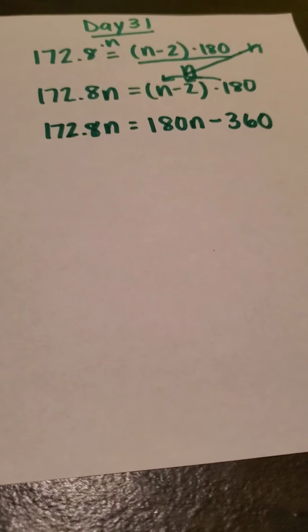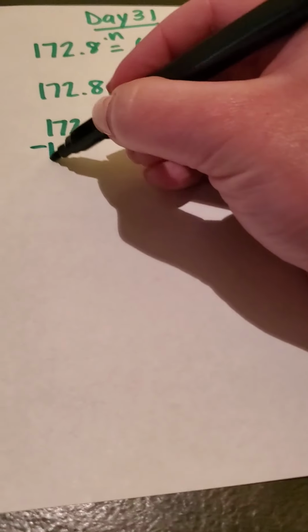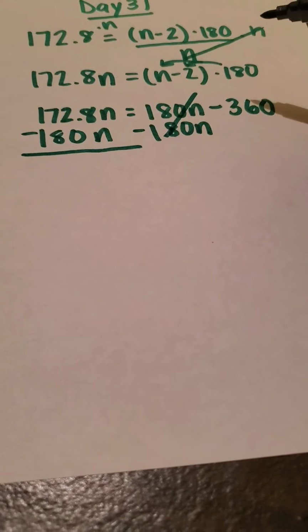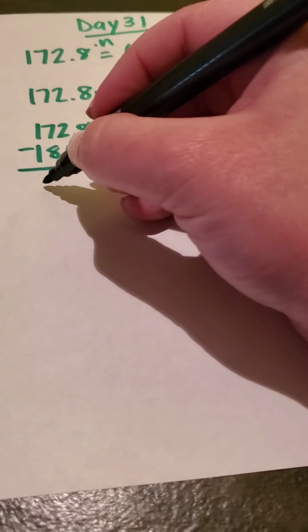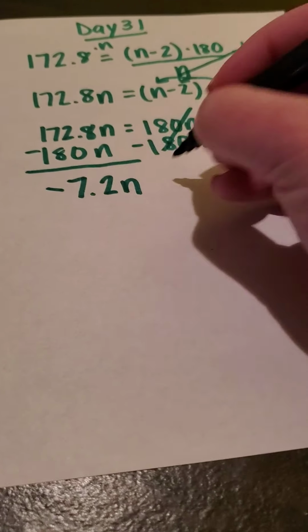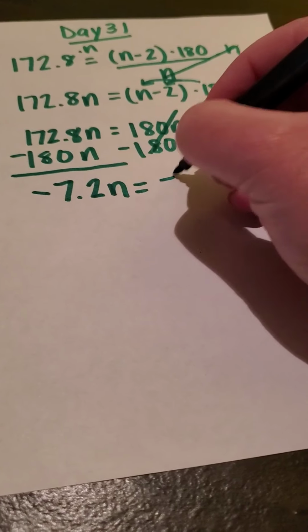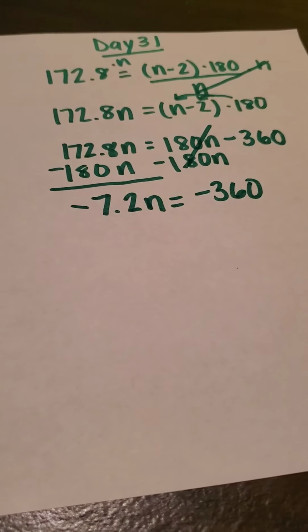Okay, so now I have just a little multi-step equation here. I need to get all my n's on the same side. So I'm going to move my 180n over by subtracting. I cancel here. I want to do it on the other side also. 172.8n minus 180n is going to give me a negative 7.2n. And that is going to be equal to a negative 360. Make sure you do bring down the negative there on the 360.